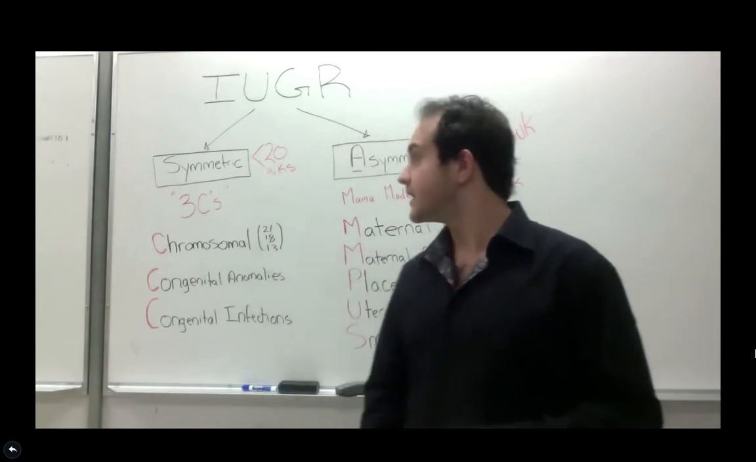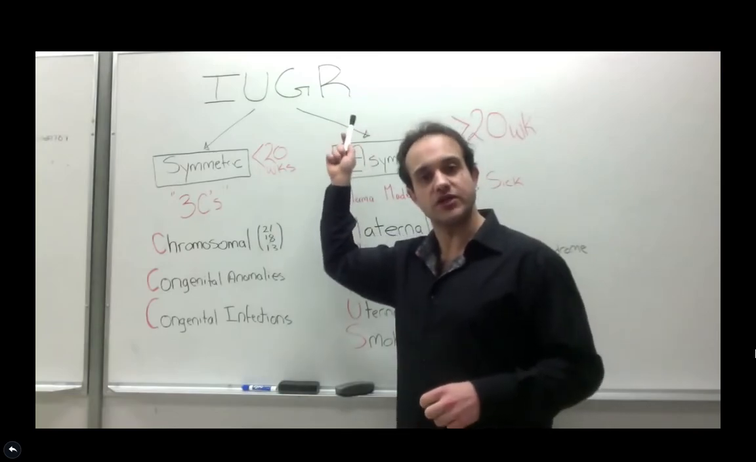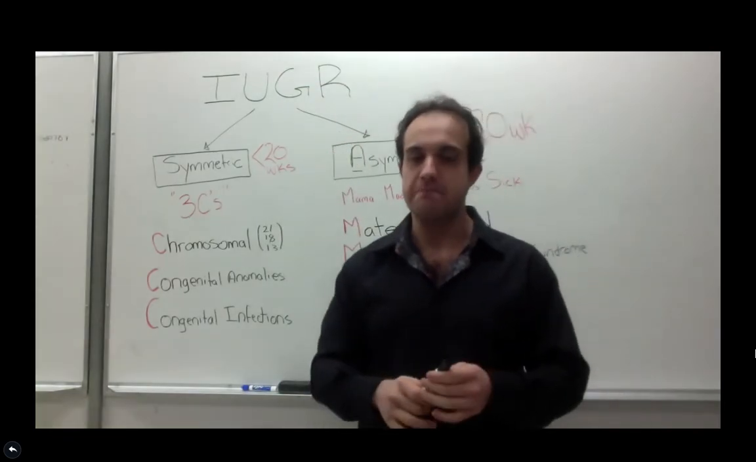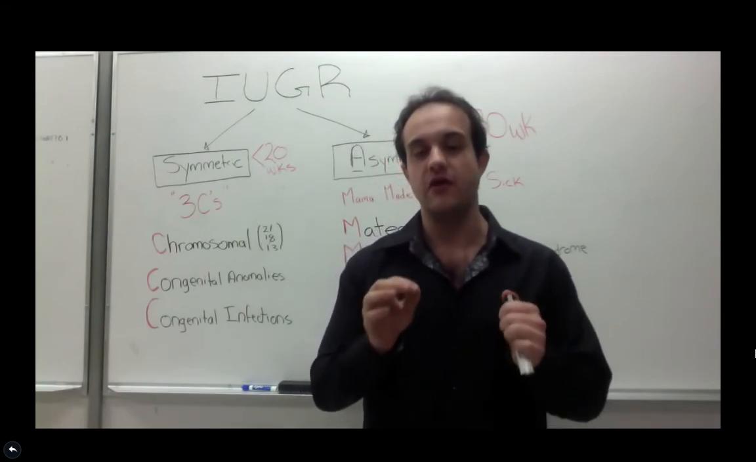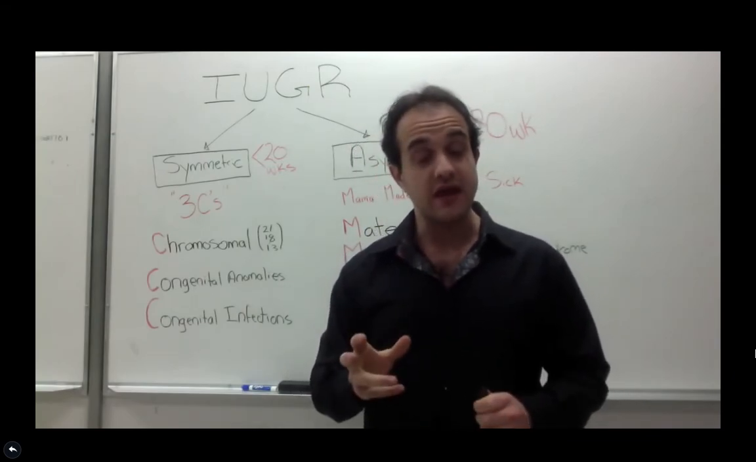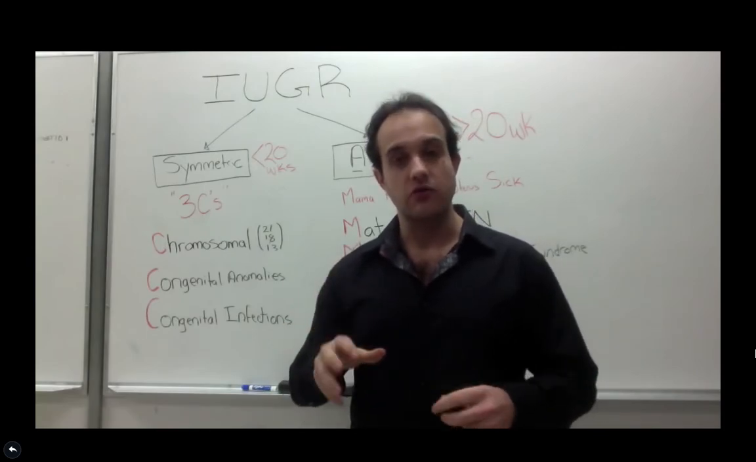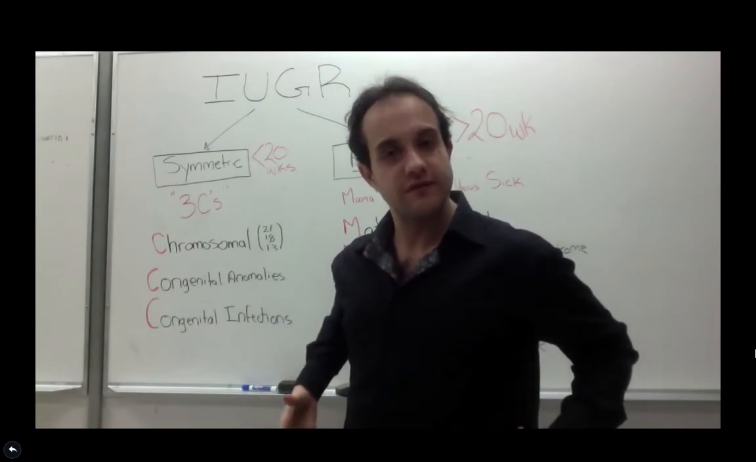Today's mnemonic is about intrauterine growth restriction. Now, intrauterine growth restriction, by definition, is if the fetal weight is less than the 10th percentile for their gestational age, and we detect that by doing an abdominal ultrasound to look at the abdominal circumference of the fetus.